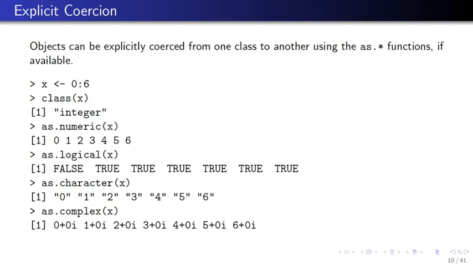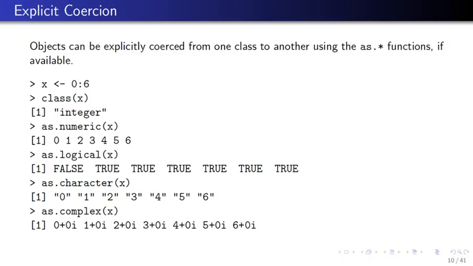Or I can convert it into a logical. So I can say as.logical on it, and what happens? Well, as you can see, the convention is that 0 is false, and any number that's greater than 0 is going to be true. So when I convert to logical, I get false, and then everything else is true. When I call as.character on x, it takes all the numbers and converts them into characters. So now I've got the string 0, the string 1, 2, etc.